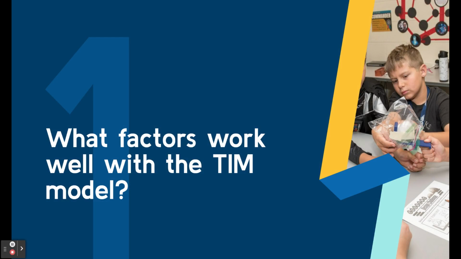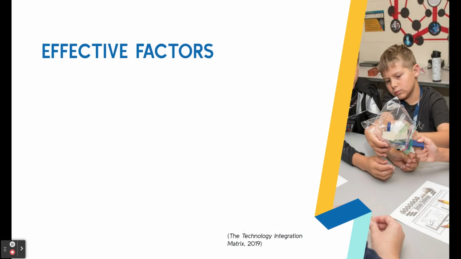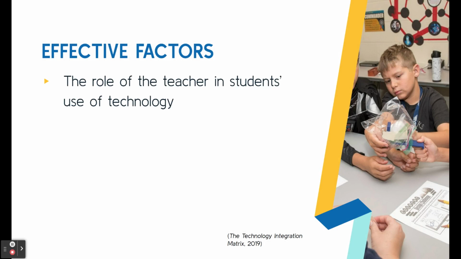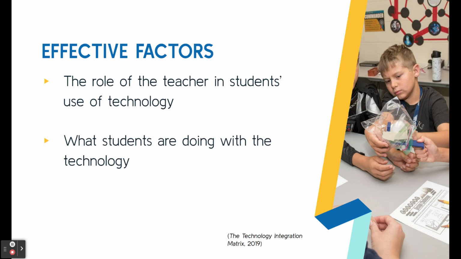I'll start with what factors work well with the TIM model. The matrix works well in that it describes the role of the teacher in students' use of technology. It indicates whether the teacher is serving, for example, as a facilitator. It explains what the teacher is encouraging students to do with the technology. And the matrix provides a description of the settings, such as if they are using the technology to develop critical thinking or if they are using it in unconventional ways, and a description of what level of technology would be available for students at the level in the matrix one is examining. Let me explain further.